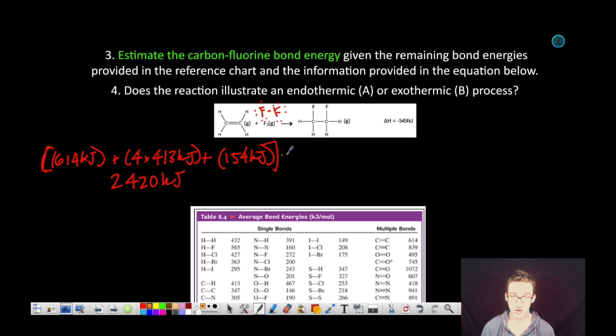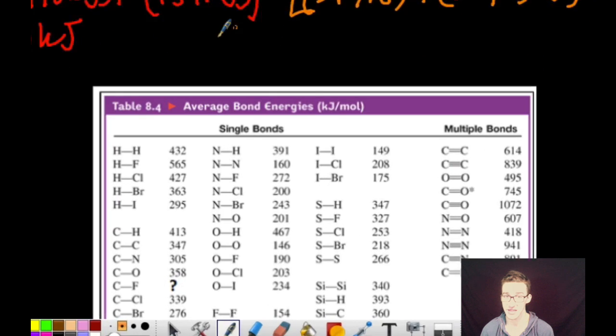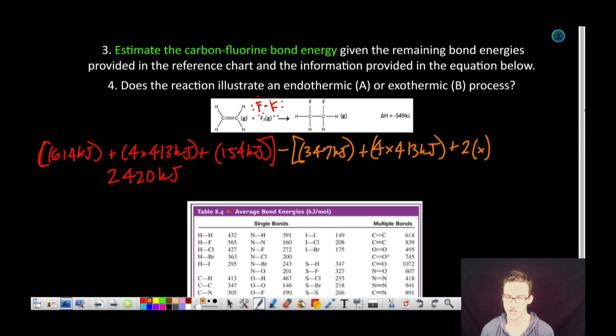However, there's energy that's going to be released as we reform these new bonds. In fact, we could represent that by taking 347 kilojoules, which is the energy that's released upon the formation of that carbon-carbon single bond, plus 4 times 413 kilojoules, which is the energy released upon the formation of those 4 carbon-hydrogen single bonds, plus 2 times X. X being the 2 bonds that are my carbon-fluorine single bonds, which I don't know what the answer is. I don't know what that bond energy is because tragically it's been left out of my bond energies chart.